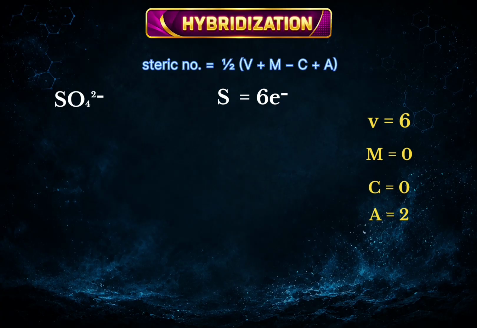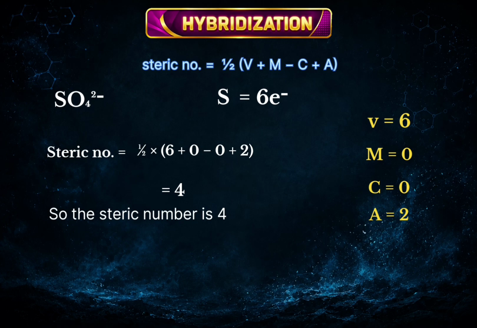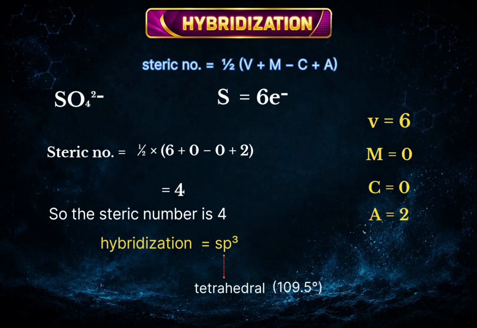Now substitute the values. Steric number equals 1/2 multiplied by 6 plus 0 minus 0 plus 2. That equals 4. So the steric number is 4. A steric number of 4 means the hybridization is sp3. Its shape is tetrahedral, with a bond angle of approximately 109.5 degrees.